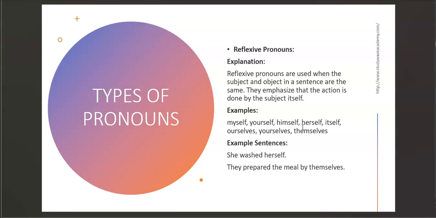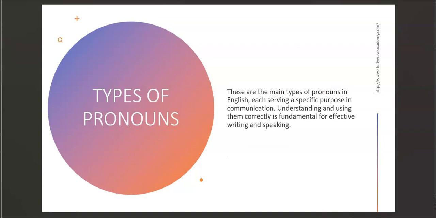Okay, so for example, you will do your exam yourself. No one else will be there to judge you or to help you do the exam, but you will do the exam yourself. So yourself here becomes a reflexive pronoun. Okay, then that's the last type I'll talk about. Lastly, under types, what we've talked about are basically the main types of pronouns in English, each serving a specific purpose in communication. Understanding and using them correctly is fundamental for effective writing and speaking. So I talked about that. We have to understand them and use them effectively when we're speaking. So not only understanding, but also using these pronouns.